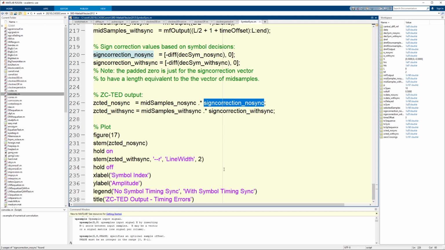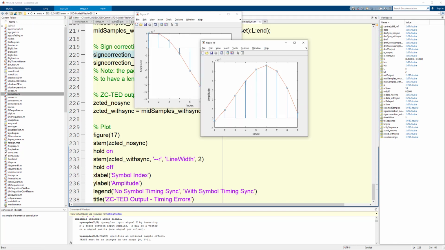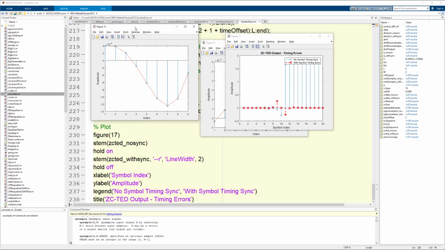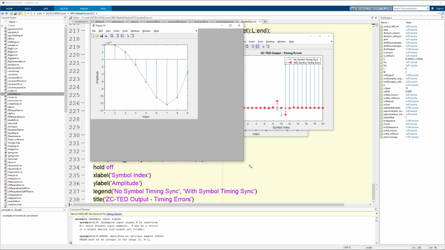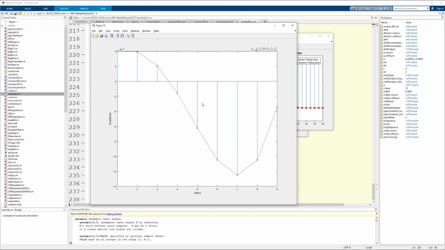Finally, in figure 7, we plot out the zero crossing time error detector output with no synchronization and with synchronization. Let's run this portion of the code. All right. So figure 15 is a single span with 9 samples, that is L equal to 8 plus 1, 9 samples here. Now the middle point, ideally, should be a zero crossing point, but because I don't have timing sync yet, I have a non-zero value, which should give me a negative value here.